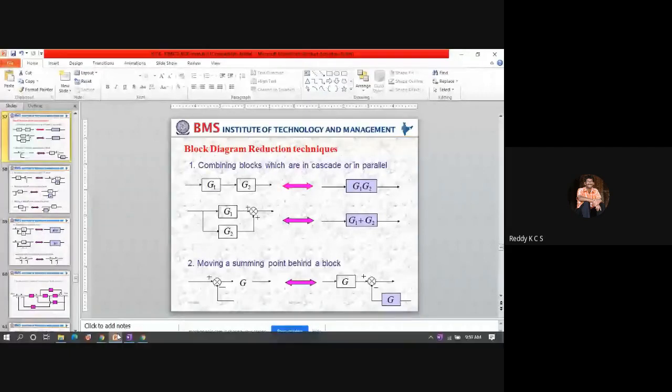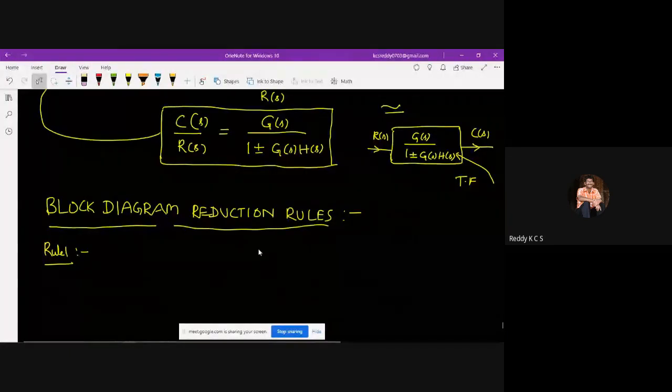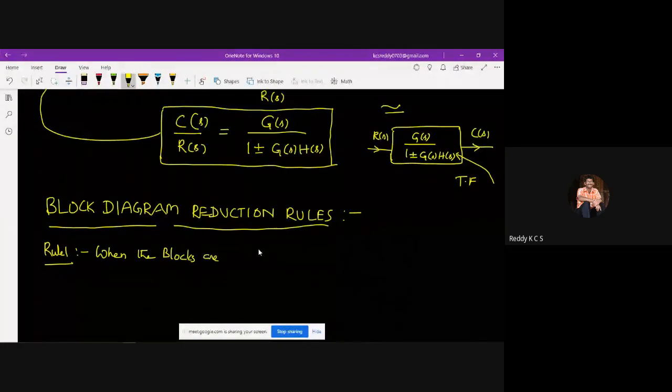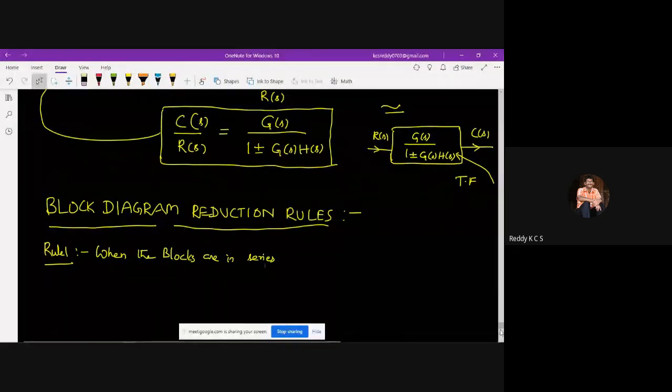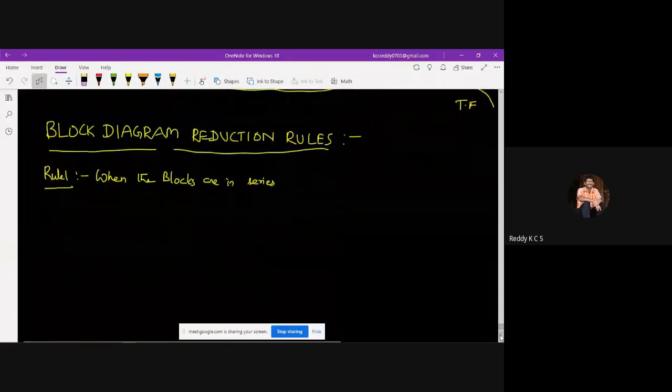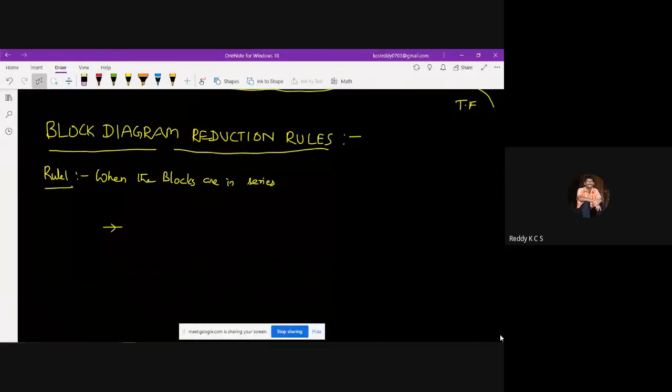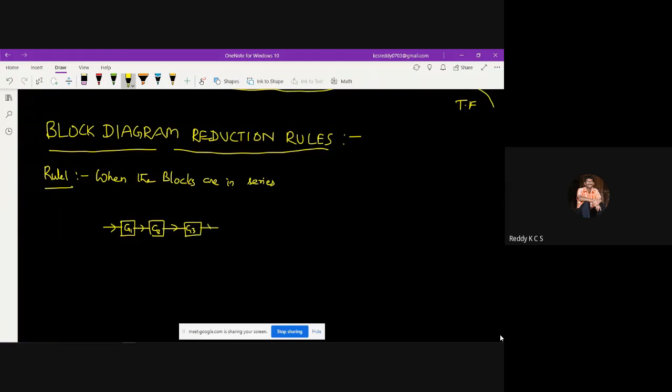So first we'll discuss rule one, when the blocks are in series. As we discussed with G1 and G2 in the PPT, G1 and G2 are connected in series. Not only two blocks, I can connect three or more blocks also. I can connect G1, G2, and then G3. Likewise, I can connect a number of blocks in series.